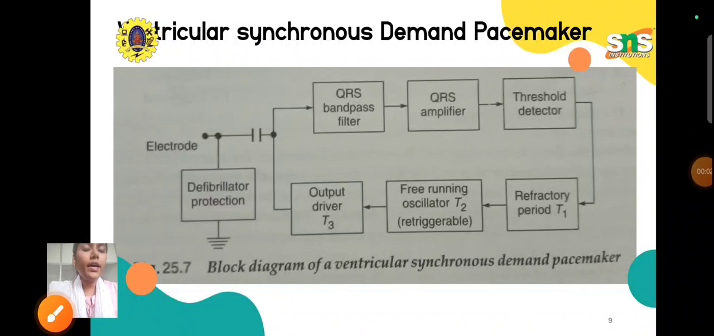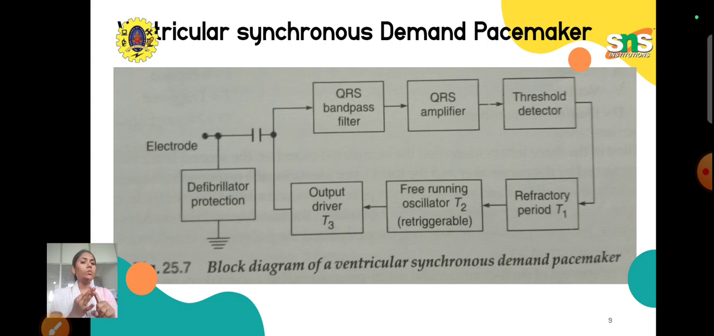Okay, hi all. In this class, we are going to see the ventricular synchronous demand pacemaker. See the title of the pacemaker: ventricular refers to the QRS complex, and demand pacemaker means that whenever there is a need or demand, only then will the pacemaker get activated. In other cases it remains in the off state. It remains inactive, right?